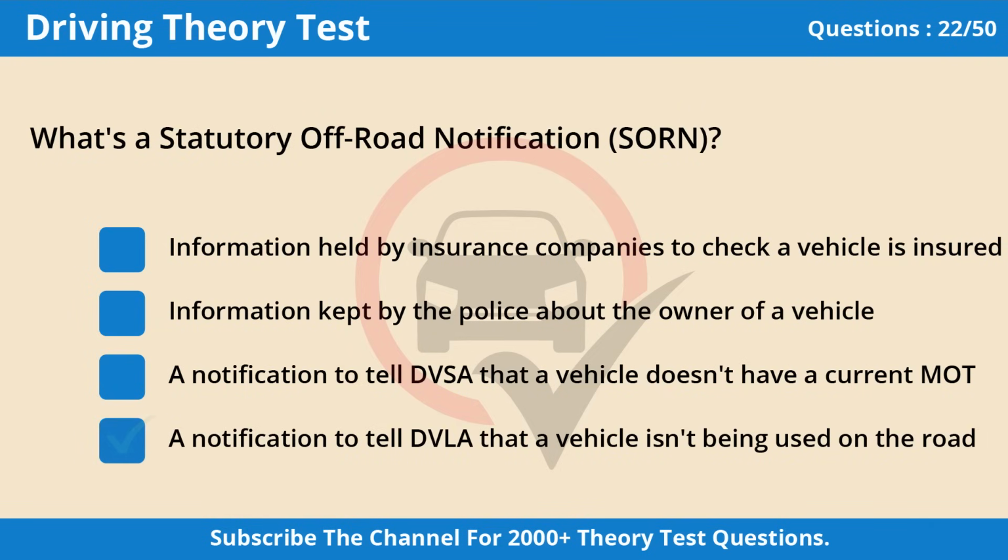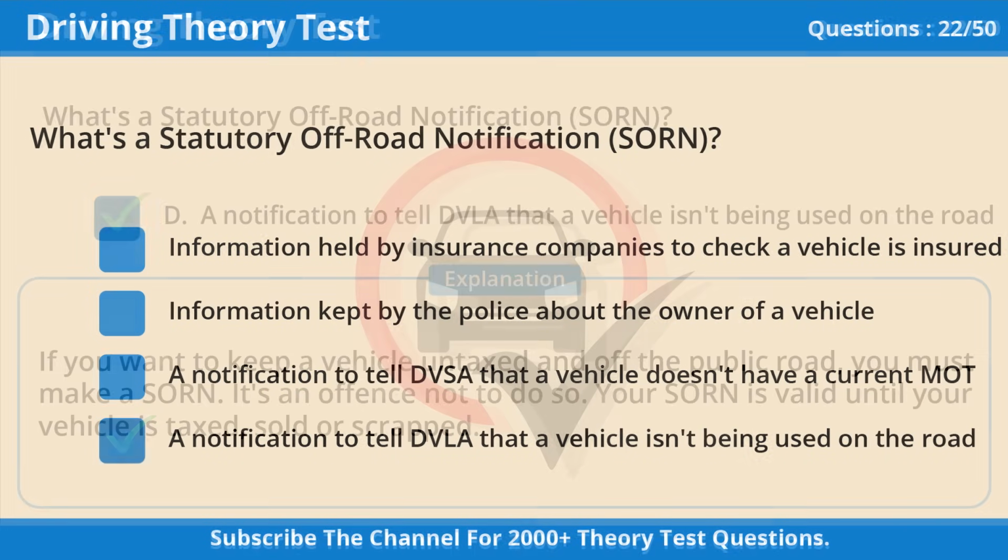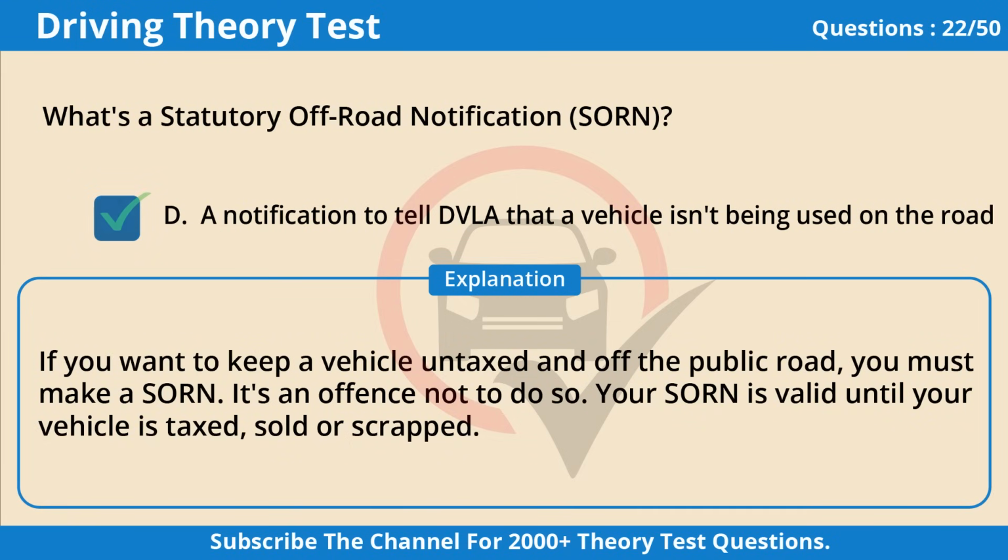D. A notification to tell DVLA that a vehicle isn't being used on the road. If you want to keep a vehicle untaxed and off the public road, you must make a SORN. It's an offense not to do so. Your SORN is valid until your vehicle is taxed, sold or scrapped.